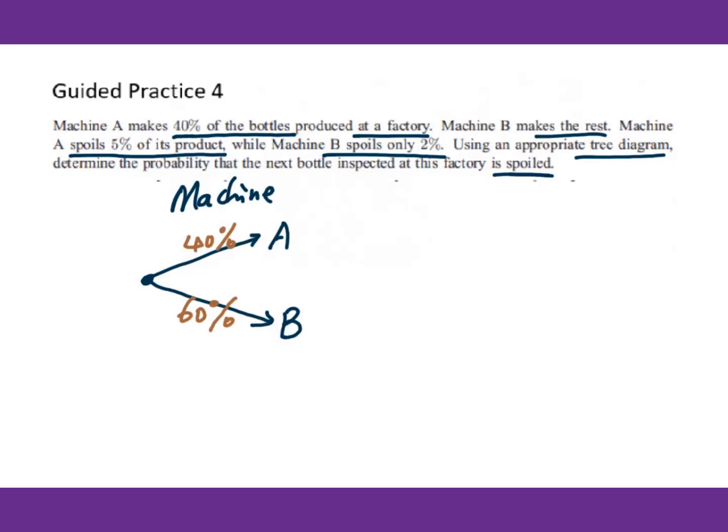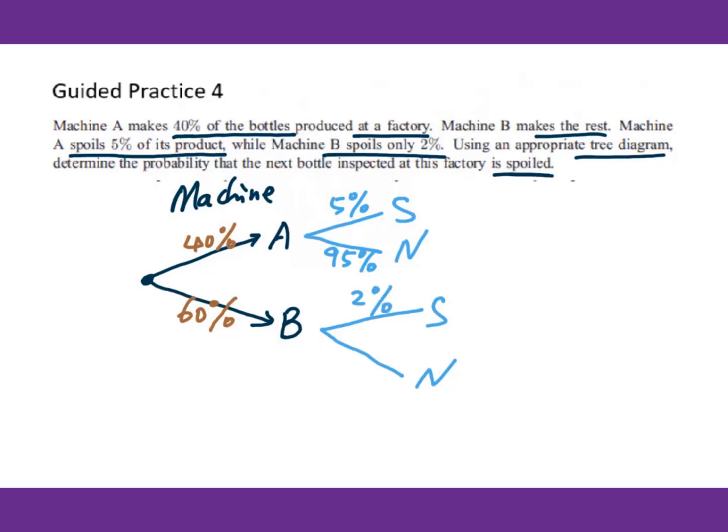Then for machine A, we go to spoiled. See, I use S to stand for spoiled. Then this one is not spoiled. I use N to stand for that. So 5% of the product is spoiled, but 95% is not. From machine B, same thing, spoiled and not spoiled. Spoiled, the product will be 2%. This will be 98%.